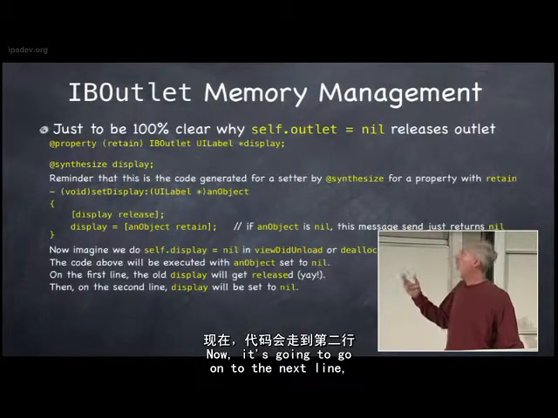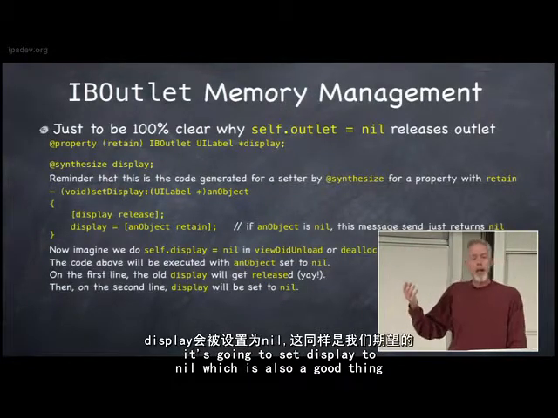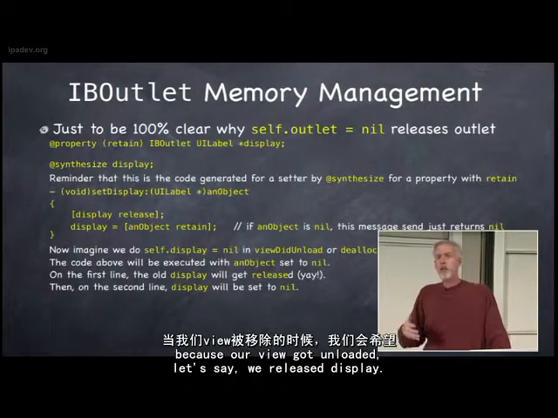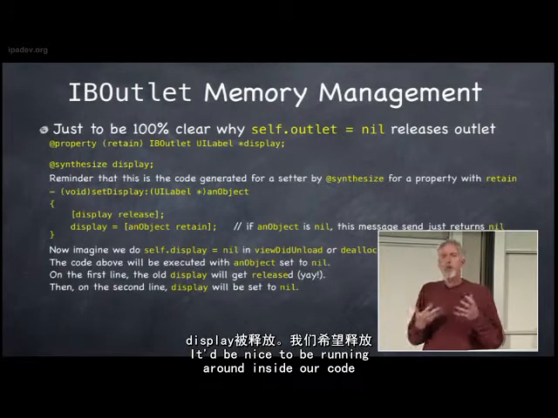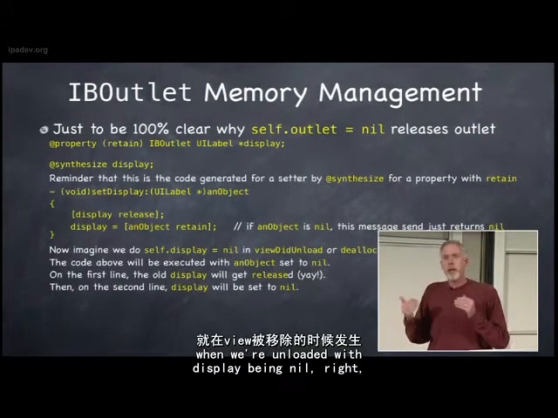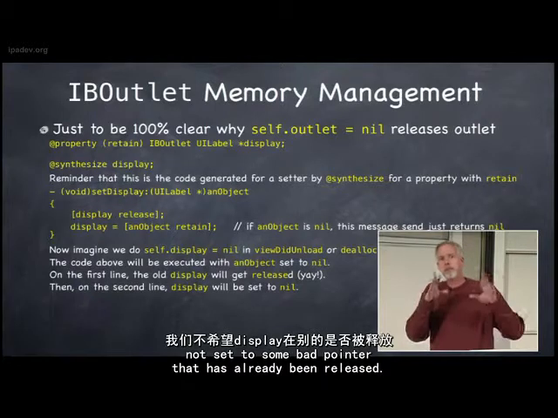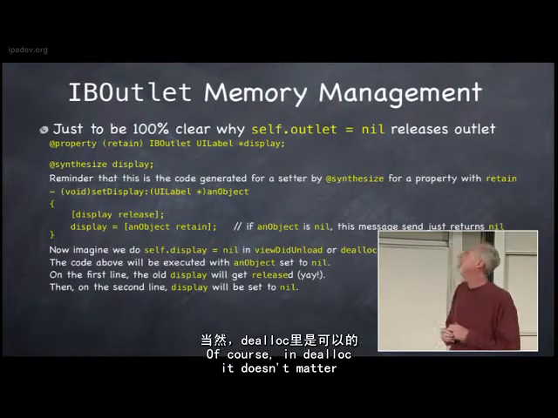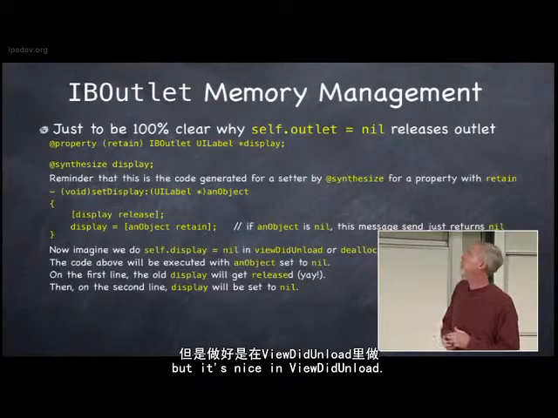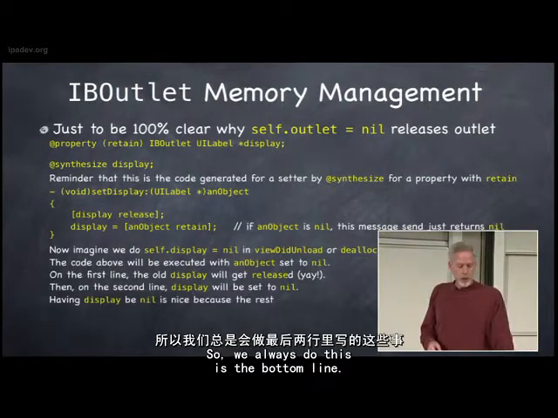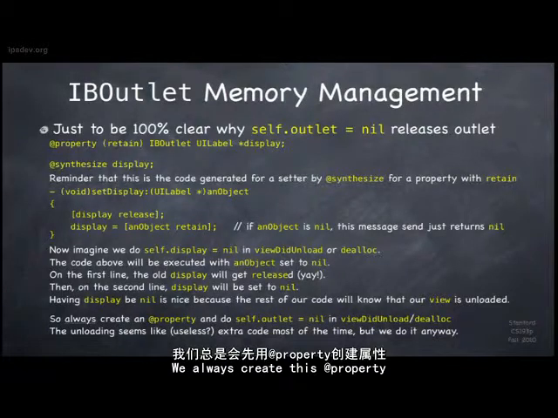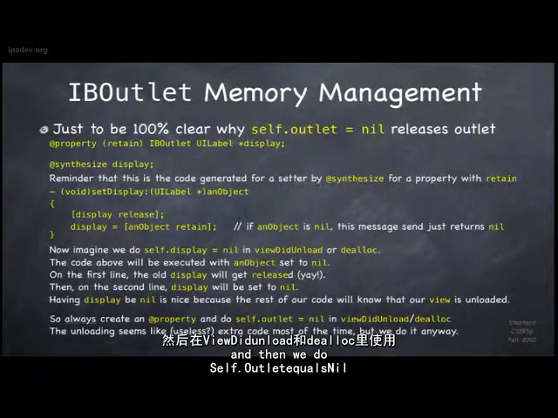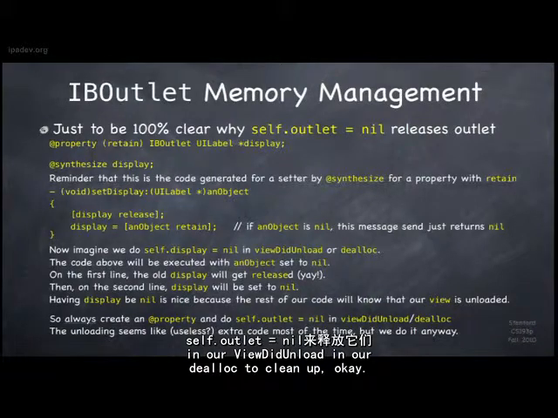Now it's going to go on to the next line. It's going to set display to nil, which is also a good thing. Because our view got unloaded, let's say, we release display. It'd be nice to be running around inside of our code when we're unloaded with display being nil, right? Not set to some bad pointer that has already been released. Of course, in dealloc it doesn't matter, but it's nice in viewDidUnload. So we always do this, is the bottom line. We always create this outlet property, and then we do self.outlet equals nil in our viewDidUnload and our dealloc to clean up.